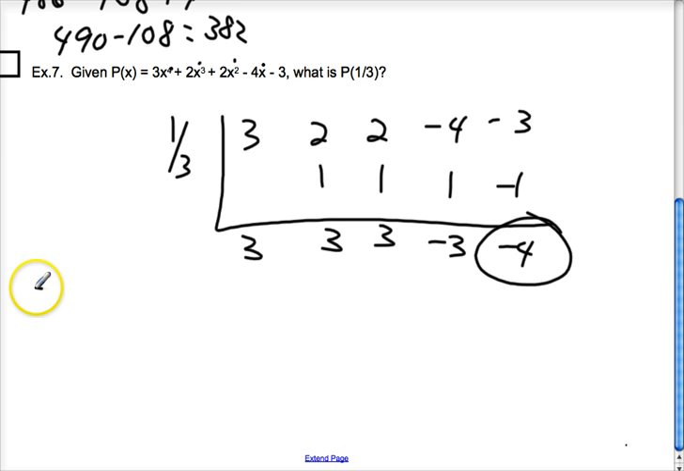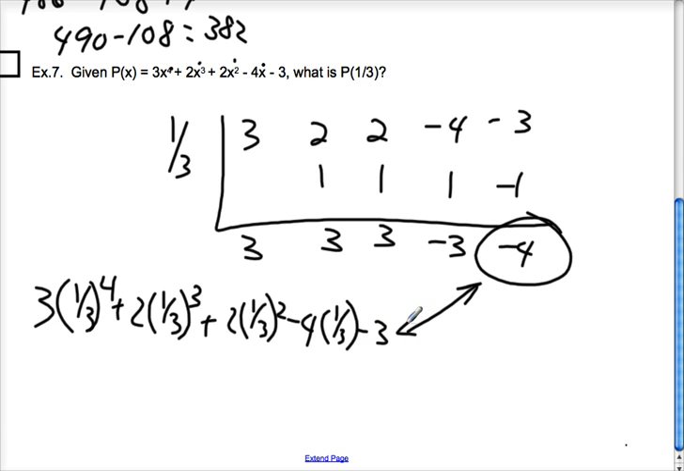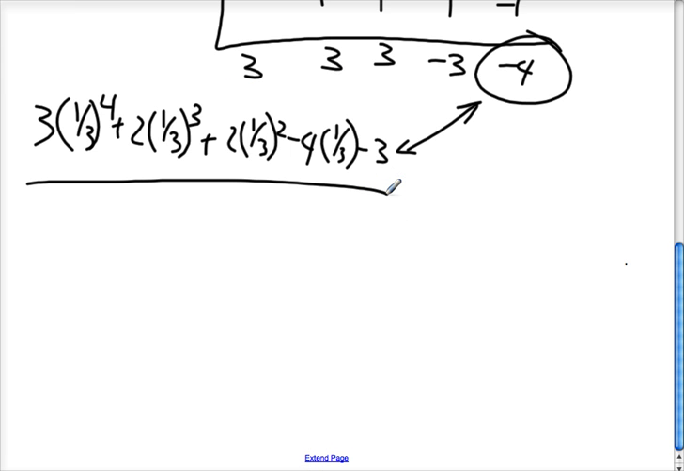Now, I would definitely say that doing 3 times 1/3 to the 4th plus 2 times 1/3 to the 3rd plus 2 times 1/3 squared minus 4 times 1/3 minus 3 is way more complicated than what I just did here. If you plug this left-hand side into your calculator, what should you get? You should still get -4. That's what this should equal. I did it without using a calculator. I did it without dealing with fractions, using synthetic. So hopefully you can see the benefit of using synthetic in this situation in order to come up with a value that you plug in to some function.